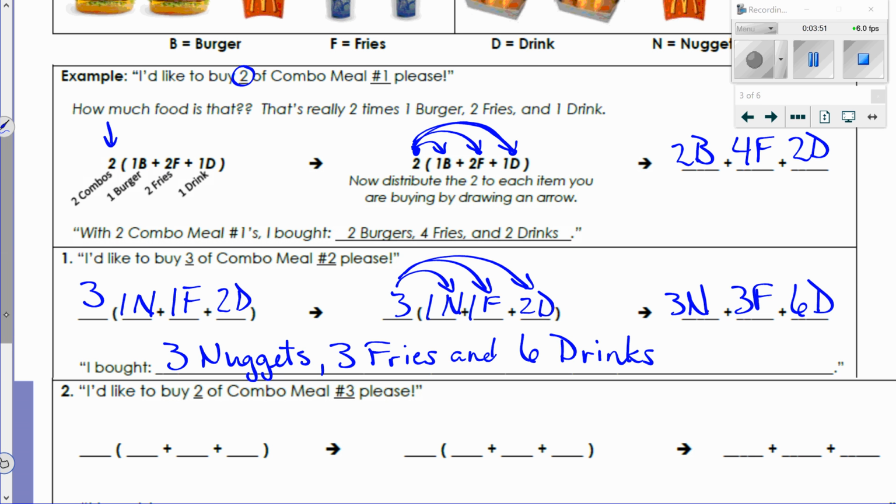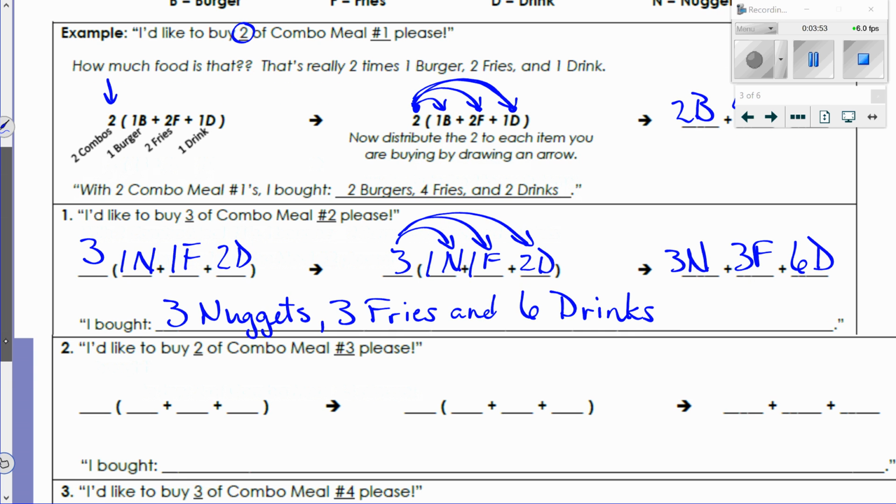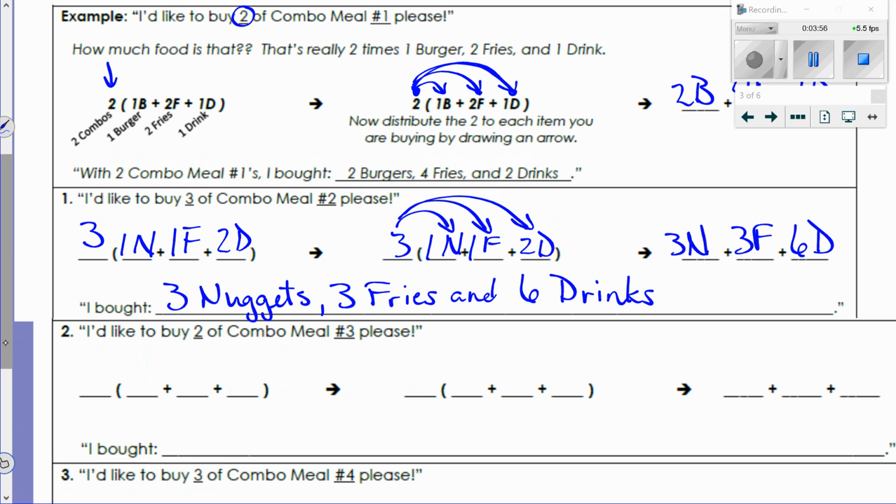Good. Okay, number 2. I want 2 of combo meal number 3. So where does the 3 go? The 3? Lysana? So where does the 3 go?